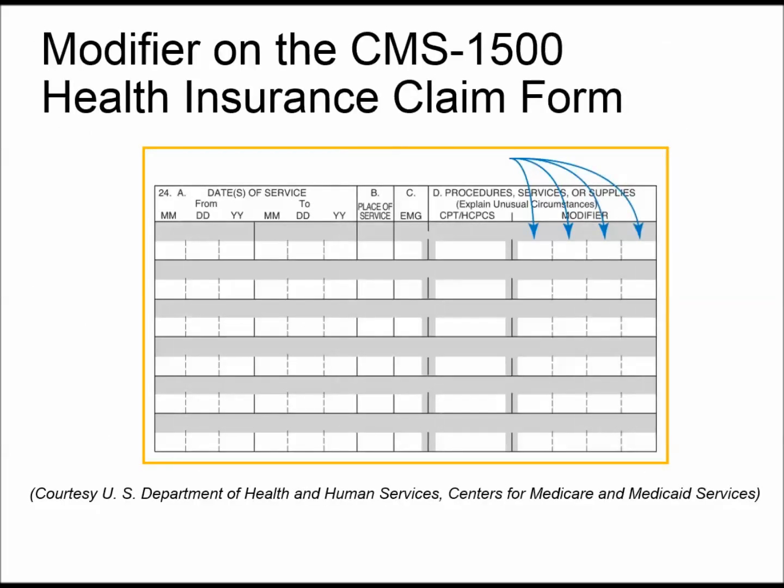On your CMS 1500, where would you put your modifier? You would put it in the slots next to your CPT or HCPCS code. So you'd put your HCPCS code in the first slot and then your modifiers to the right of that.